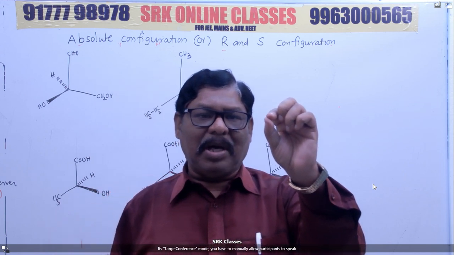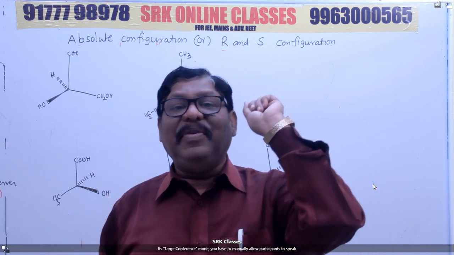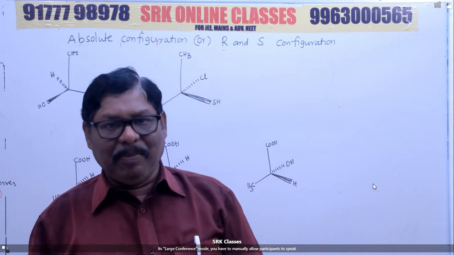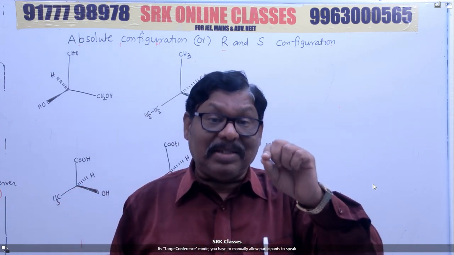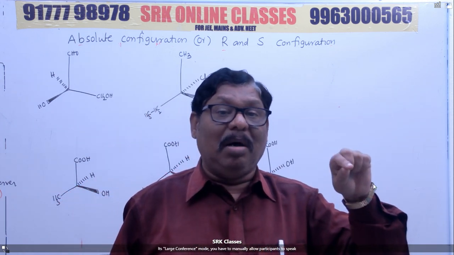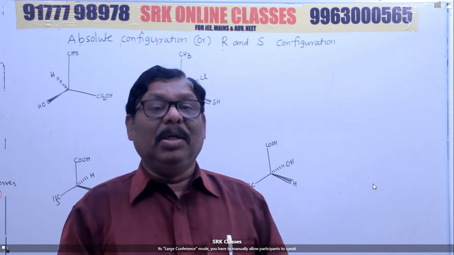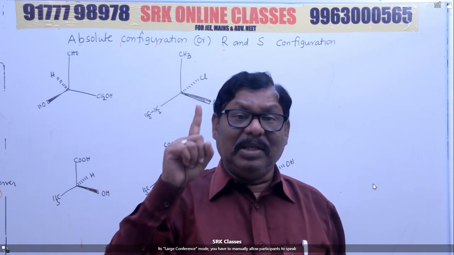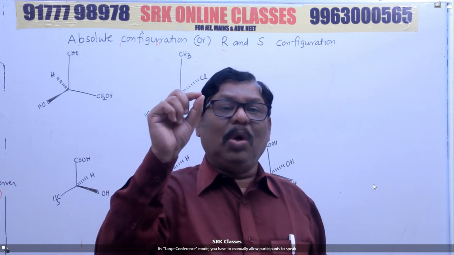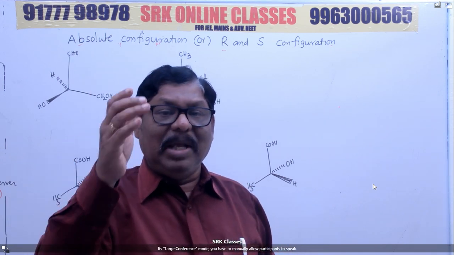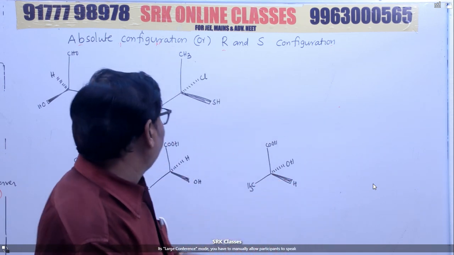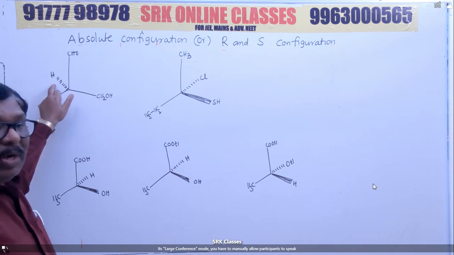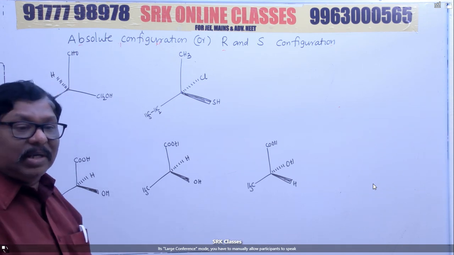Always, the fourth priority group should be away from the observer. Means it should always be in dash formula. Have you followed this point? To write the RS configuration, the first condition is that the fourth priority group must be away from the observer. It should be in dash formula. That is the first condition.